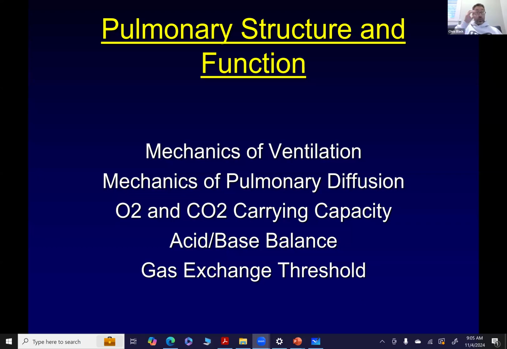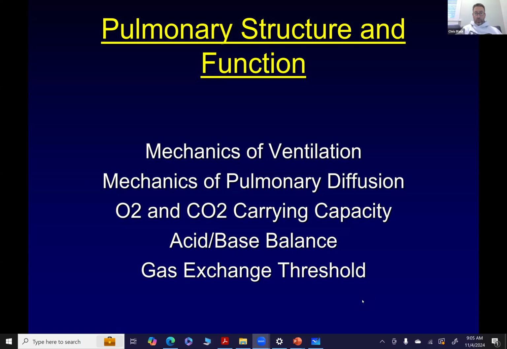All right, sweet. So what we're going to do is talk about the lungs, okay? And essentially how we carry oxygen from the air into our lungs, from our lungs into the blood, and so on and so forth, okay?